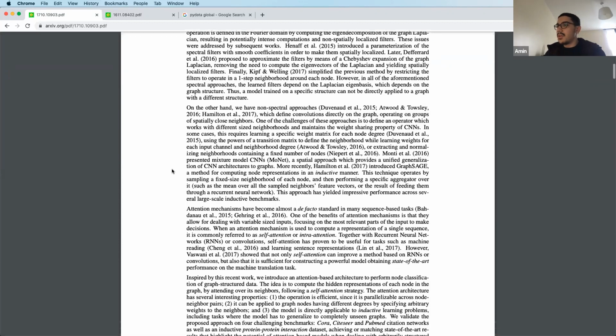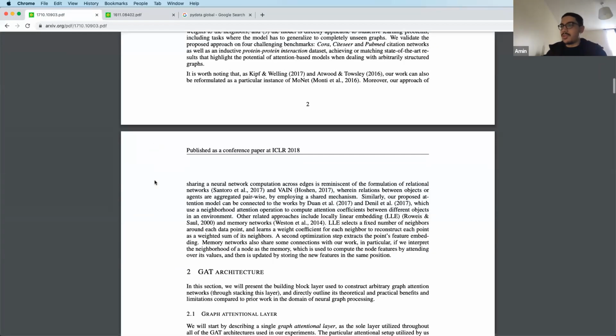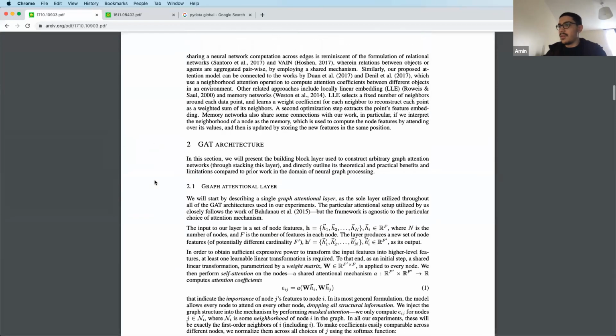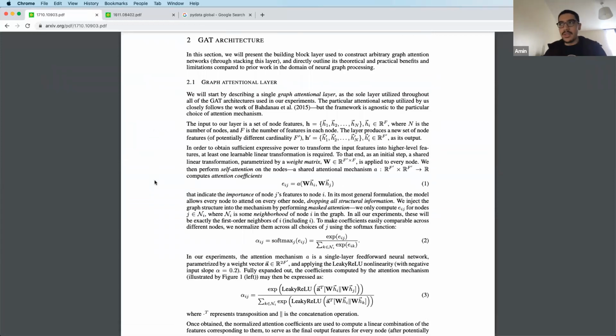Okay, I will jump straight to the model. So how it works is, the setup is each node has a feature vector, and we want to produce a generalized representation of the node.